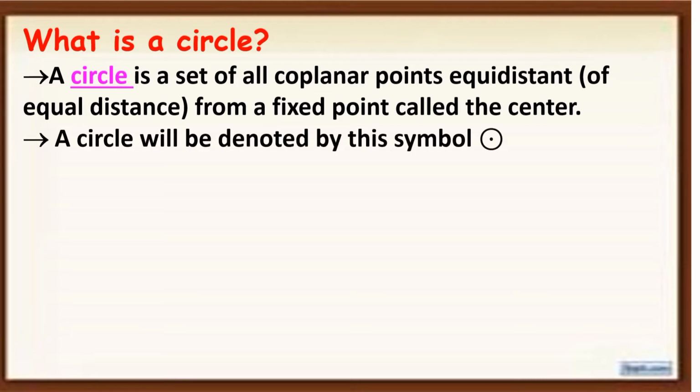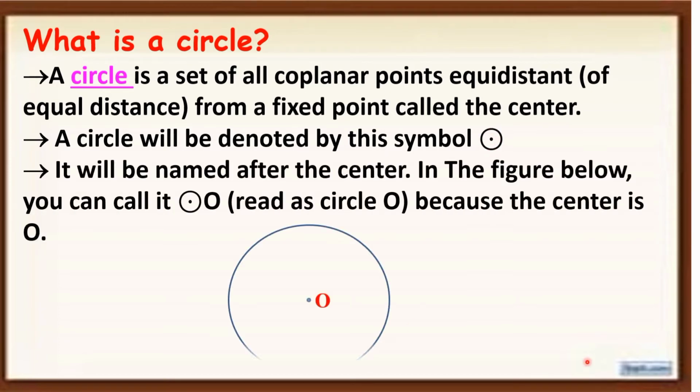A circle will be denoted by this symbol. It will be named after the center. So in the figure below, you can call it circle O because the center is O.